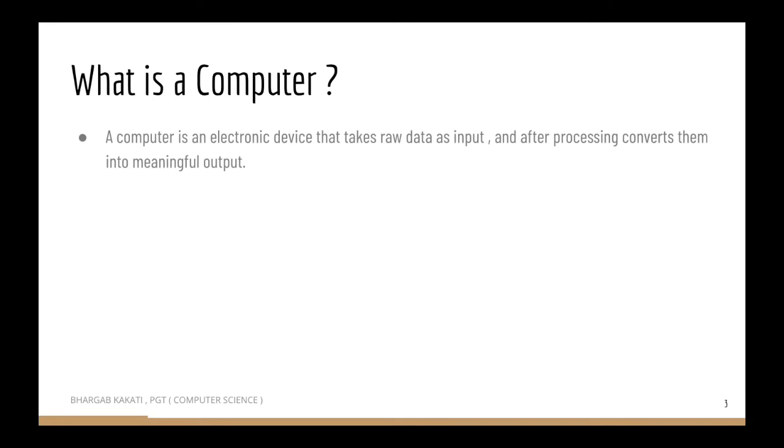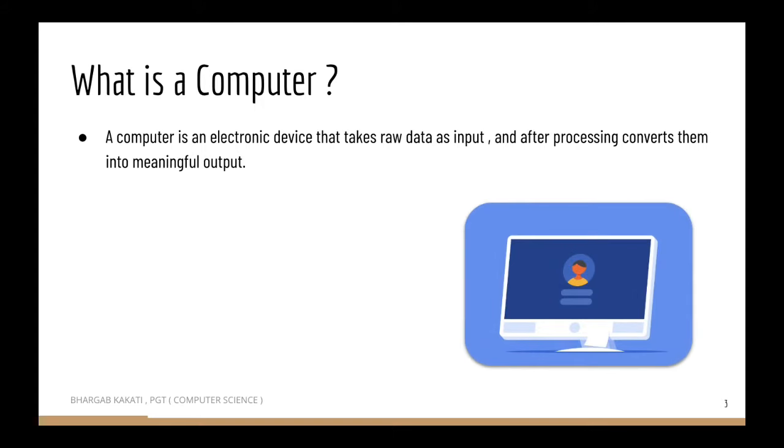So what is a computer? A computer is an electronic device that takes raw data as input and after processing converts them into a meaningful output. So what is a computer? It is an electronic device that takes raw data as input. What is the meaning of this part, raw data as input?